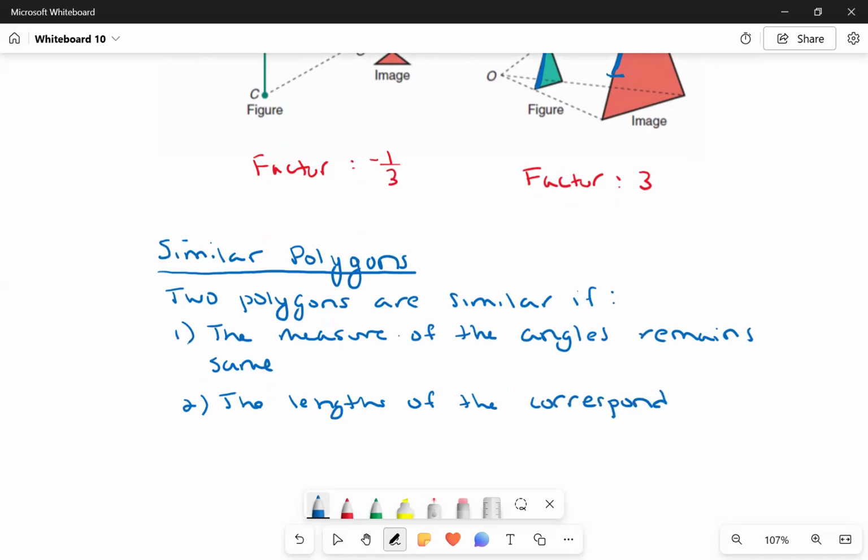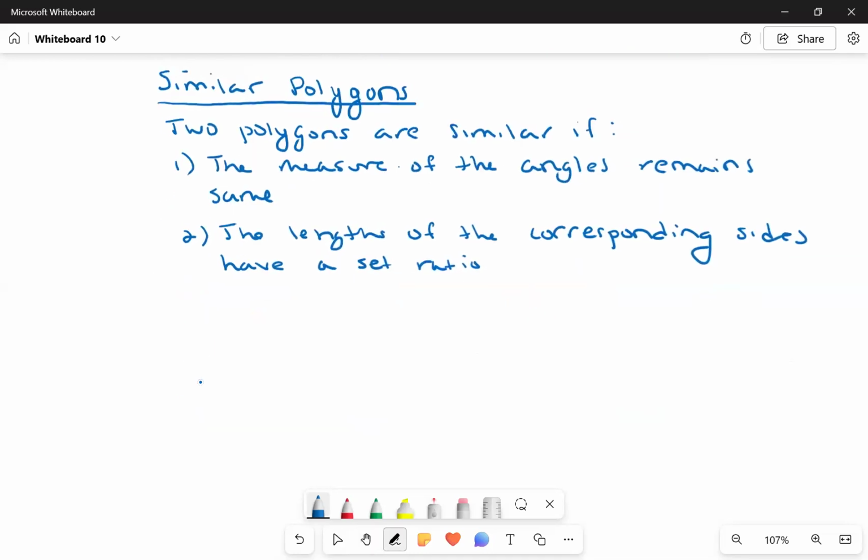So the lengths of the corresponding sides have a set ratio. Meaning, like in my first example that I did with the blocks, the ratio is 2, meaning every side increased by a multiple of 2. Okay. So that's the kind of ratio that we're talking about. Let's look at some examples that hopefully aren't so involved as drawing blocks.